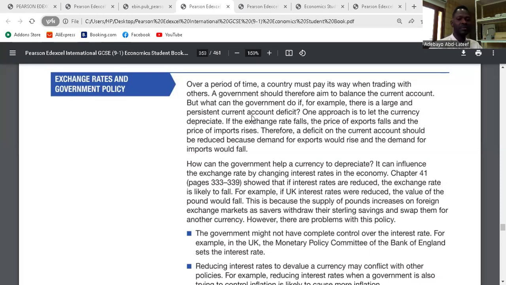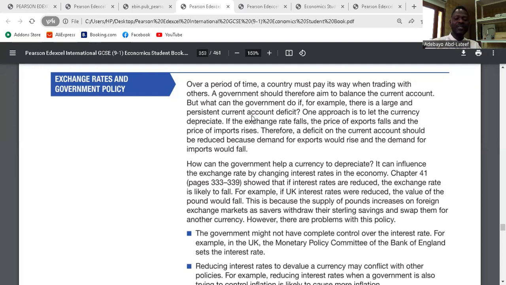That's the first paragraph. How can the government help a currency to depreciate? It can influence the exchange rate by changing interest rates in the economy. So, how will the government do this? The plan of the government is to improve the current account balance of payments, right? So to improve it, they want to use exchange rates. They know that as soon as their exchange rate depreciates, exports will increase. Now, how will they be able to do this? They can influence it through changing the interest rate.